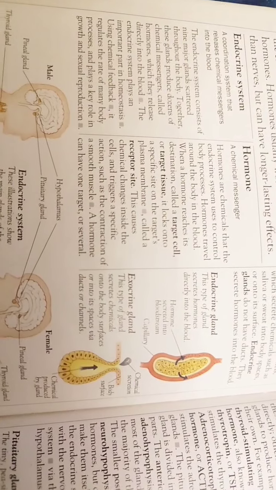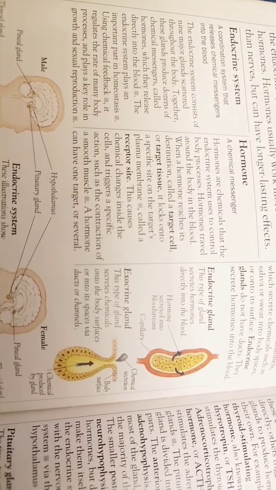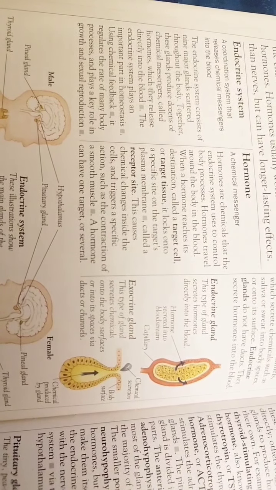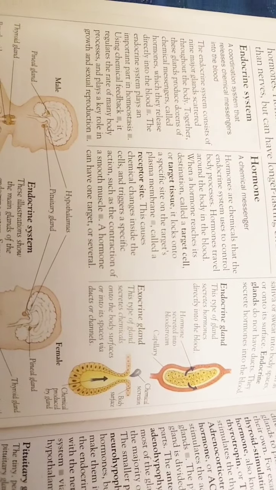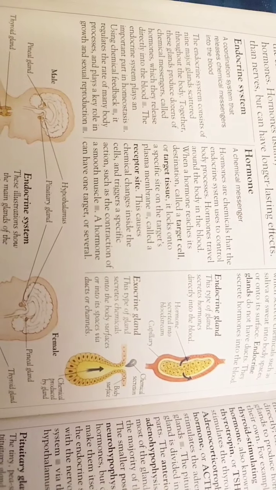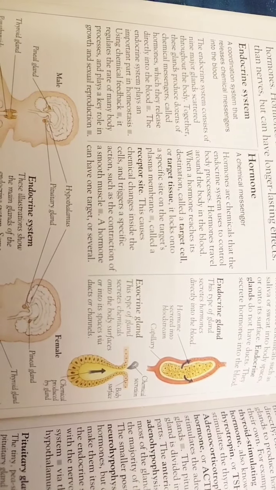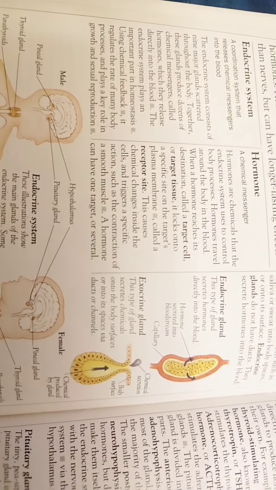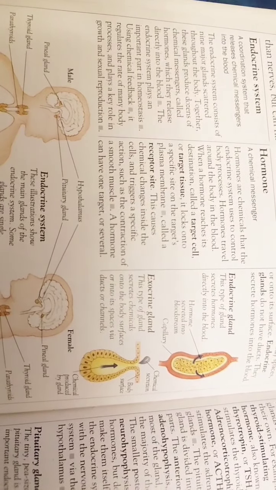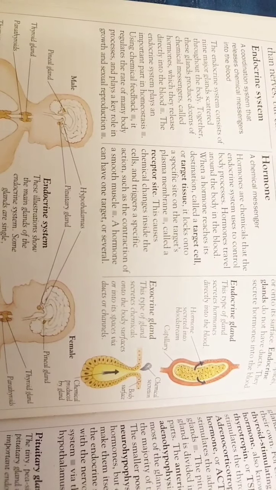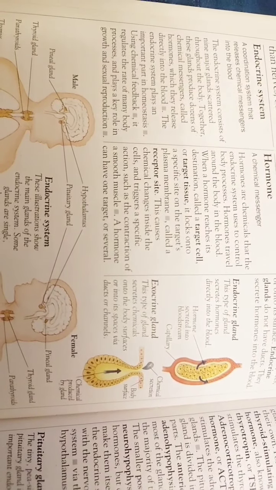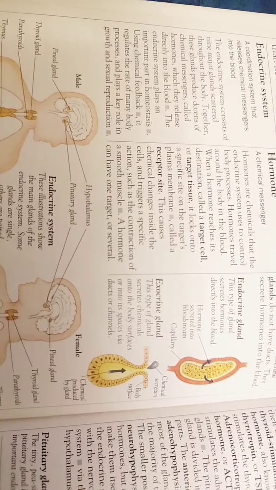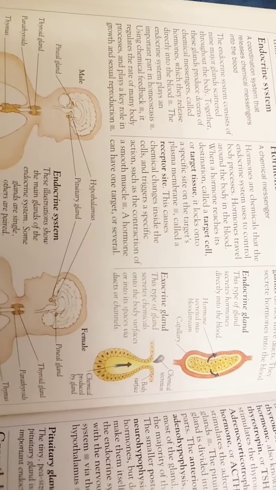So what is a hormone basically? Hormones are chemicals that the endocrine system uses to control body processes. They travel around the body in the blood, and when the hormone reaches its destination, it is called a target cell. Here we can also say target tissue. It locks onto a specific site on the target plasma membrane, which is known as the receptor site.